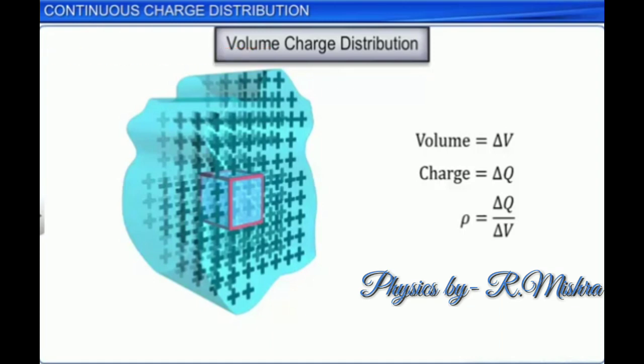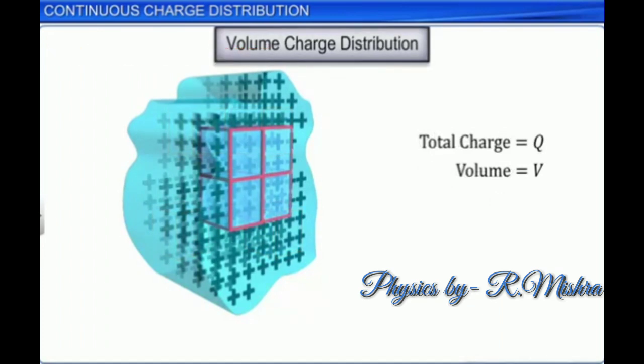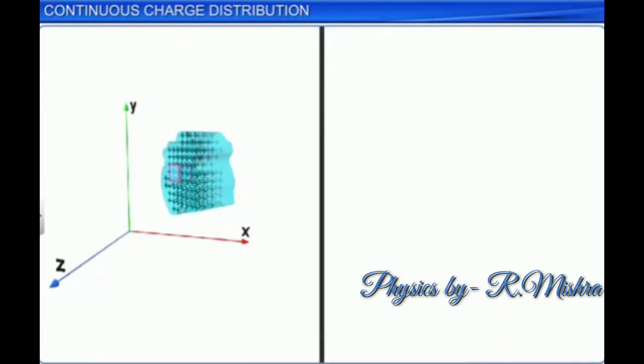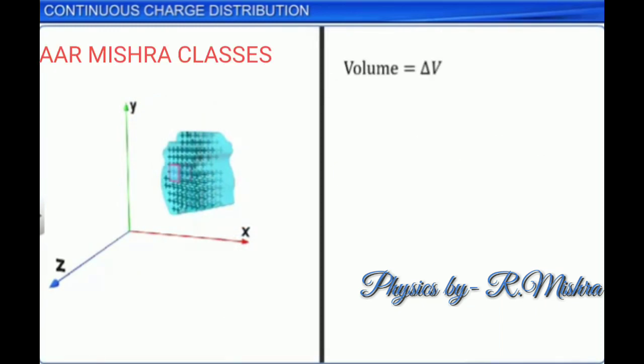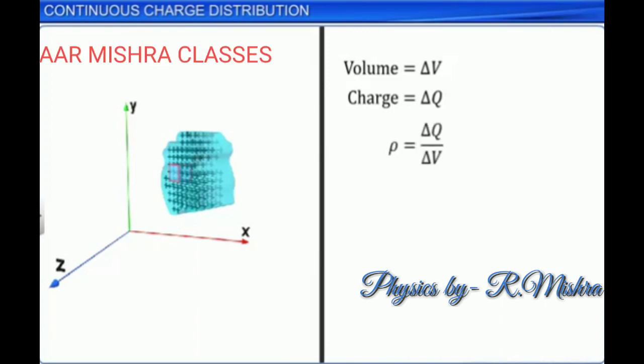If charges are not uniformly distributed, the charge density ρ for an individual volume element is equal to delta Q by delta V. If the charges are uniformly distributed, the volume charge density of the conductor is expressed as ρ is equal to Q by V. Now consider the small volume element delta V of charge distribution carrying a charge delta Q. We know that the charge density ρ is equal to delta Q by delta V. Thus, charge on the volume element is then delta Q equal to ρ delta V.